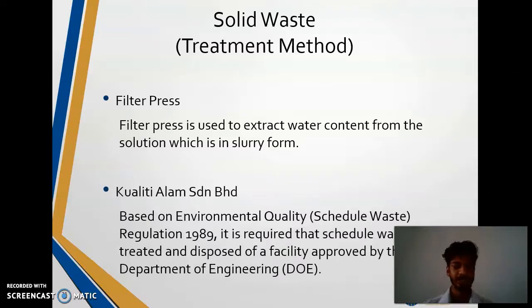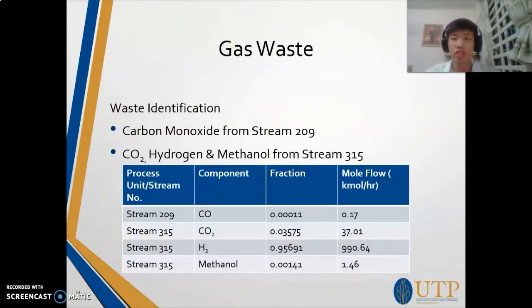Thank you, Vignesh, for the presentation about solid waste strategy as well as the law identification. Moving on to the next one would be the gas waste identification from our project, which is carbon monoxide, CO2, hydrogen and methanol from stream 209 and stream 315 as tabulated over here.